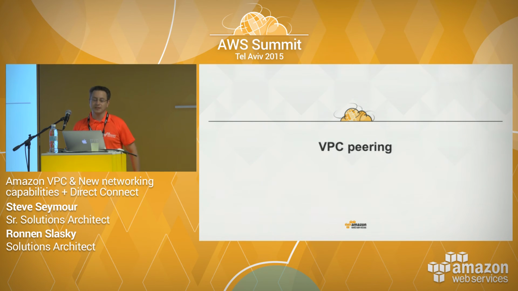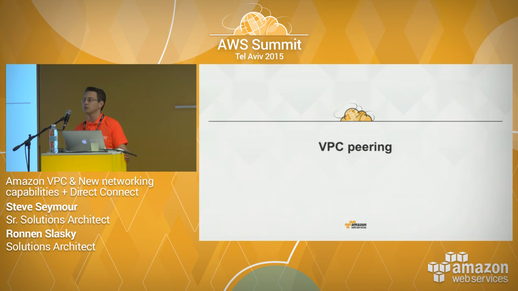So my name is Ronen Slasky, and I'm a solutions architect at Amazon Web Services based here in Israel, and today I'm going to talk a little bit about VPC peering. VPC peering is a networking connection between two VPCs that enables you to route traffic between VPCs using private IP addressing. What this means is that instances in either VPC can communicate with each other as if they were on the same network.